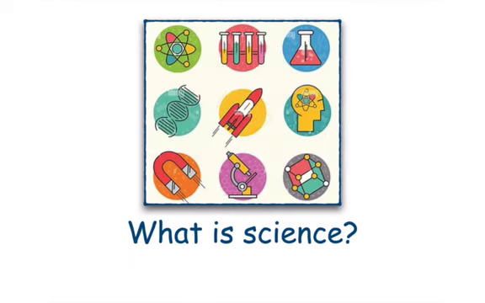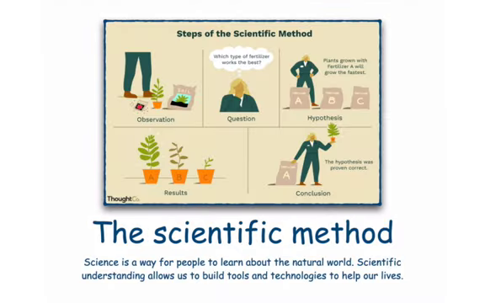What is science? The scientific method. Science is a way for people to learn about the natural world. Scientific understanding allows us to build tools and technologies to help our lives.